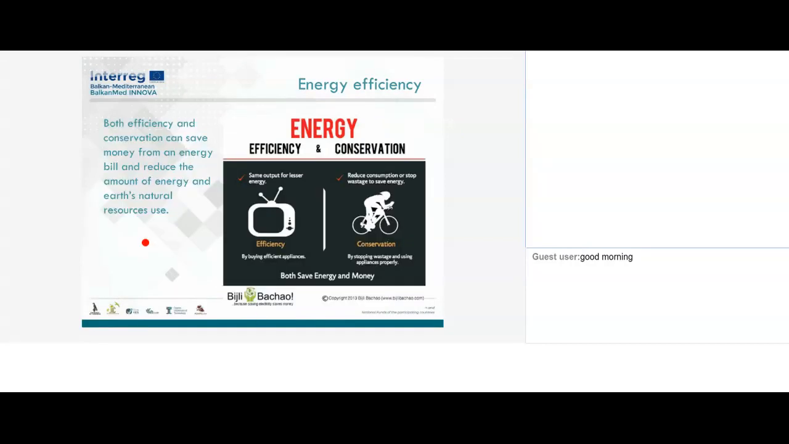So both energy efficiency and conservation can save energy. So they can save greenhouse gas emissions, they can save carbon in the atmosphere, but they also can save money. With efficiency, we have the same output for lesser energy, and with conservation, we're just reducing the consumption of energy or stop the waste of it in various byproducts.